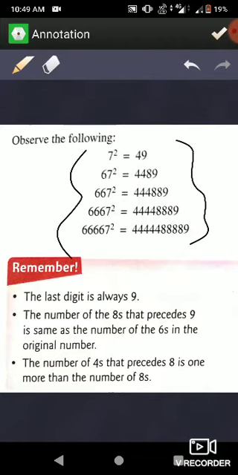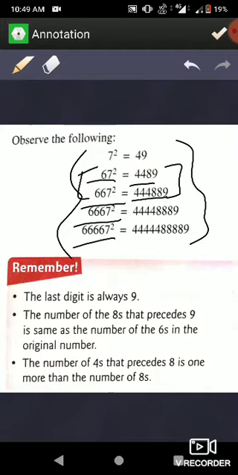The square of 7, all of you know, is 49. Here 67 square, 667 square, 6,667 square, 66,667 square. Okay, so you see the square of 67 is 4489. See the square of 667, you get 444889.